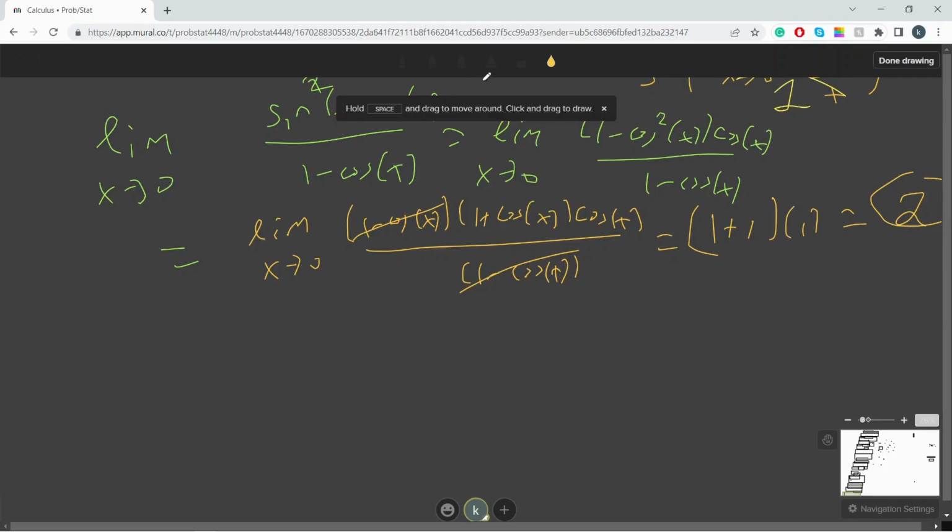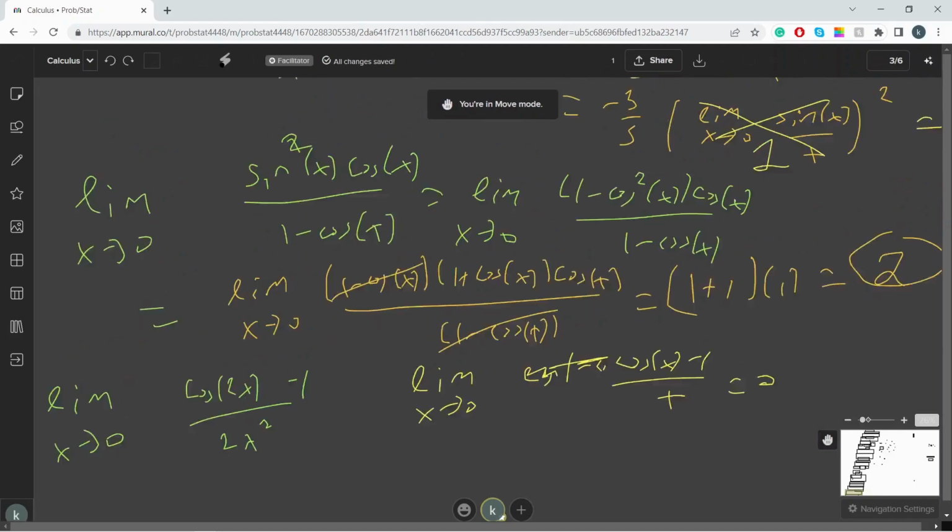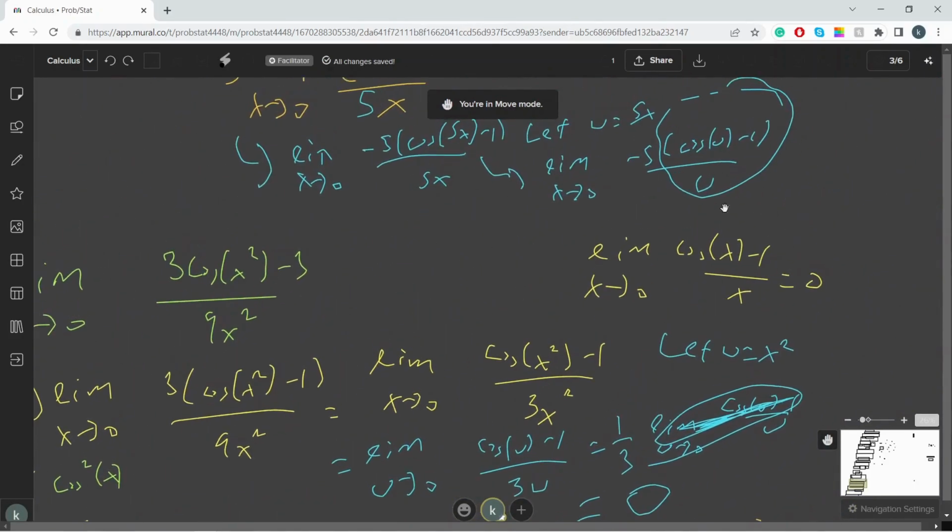Okay, the next problem we're going to solve is the limit as x approaches 0 of cosine of 2x minus 1 over 2x squared. Now, if you look at this problem, we have a cosine of x minus 1 over something with the 2x squared. Well, if you look at our special limit, we know this fact: the limit as x approaches 0 of cosine of x minus 1 over x equals 0. We have that fact established right here.